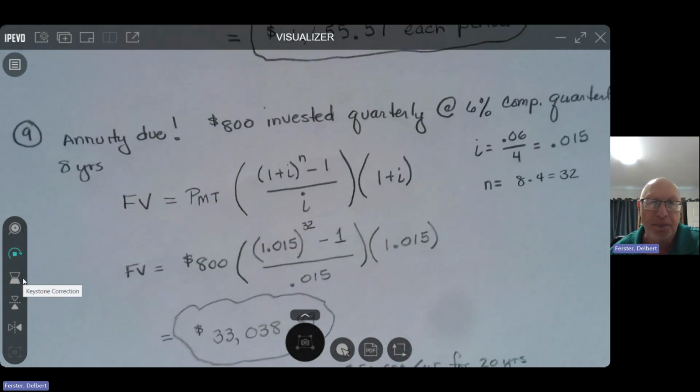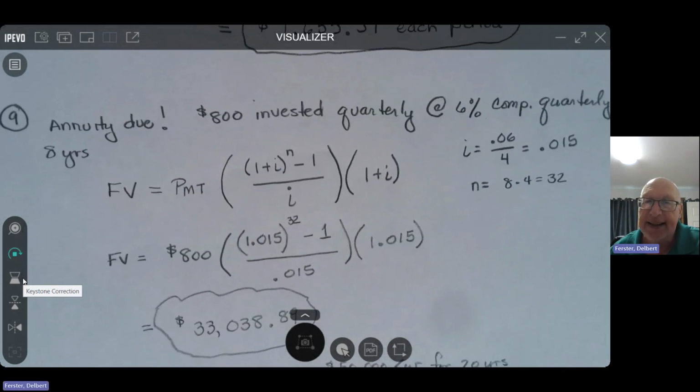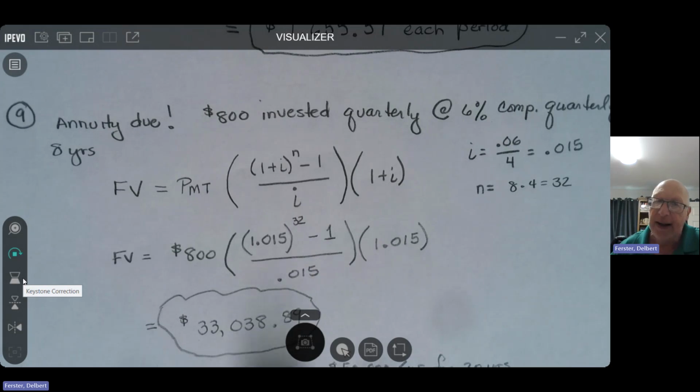Let's go to 9. The problem specifically says this is an annuity due, and we're finding a future value for this annuity due. The payment amount is $800, 6% compounded quarterly. By now, we're getting used to this calculation for I and N: 0.06 cut by 4 because of quarterly compounding, 0.015 each quarter. And the number of compounding periods over an 8-year span would be 8 times 4, or 32. A more cumbersome formula, again, you're not required to memorize these formulas. You have access to them. Feel free to pull them up and use them.